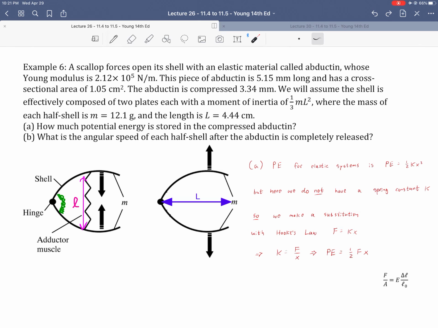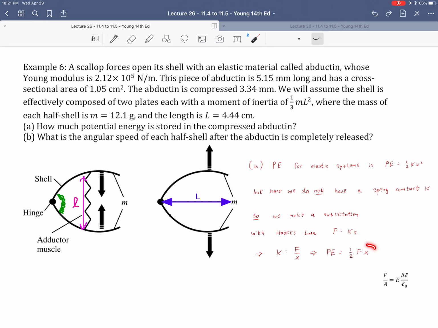Well, that means I could actually rewrite that Hooke's law to solve for k instead of for F. That means I could substitute k back into the potential energy and write it like this. And this would work for springs just fine. So this is the potential energy stored in a spring: 1/2 the force that you put into the spring times the displacement of the spring.